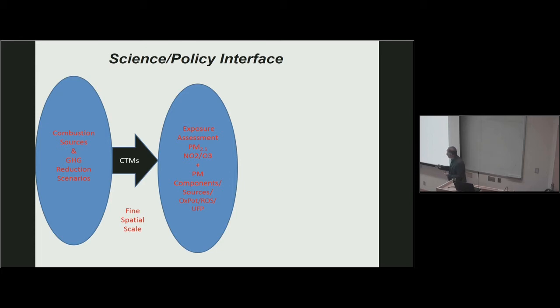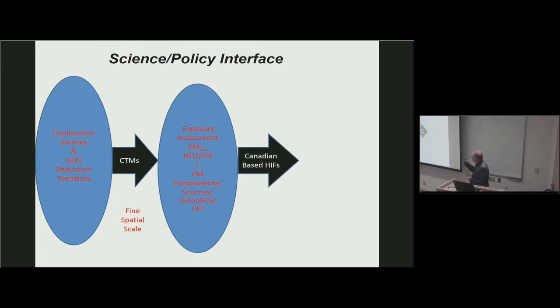The ones that we're doing in Canada are the basic things: fine particulate matter, NO2 and ozone, and the components of PM, so carbon, organic matter, dust, sulfate, nitrate, and so on. And then we're doing a lot of other things, like oxidative potential and reactive oxygen species, and ultrafine particles. These are all different characteristics of particulate matter that we're interested in.